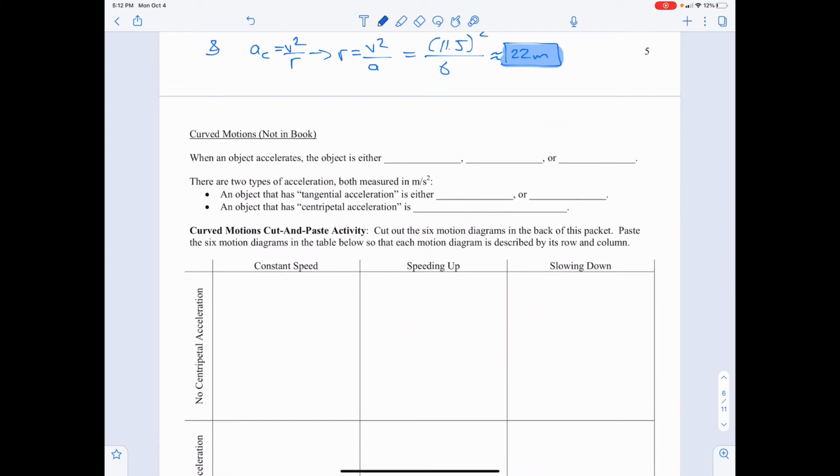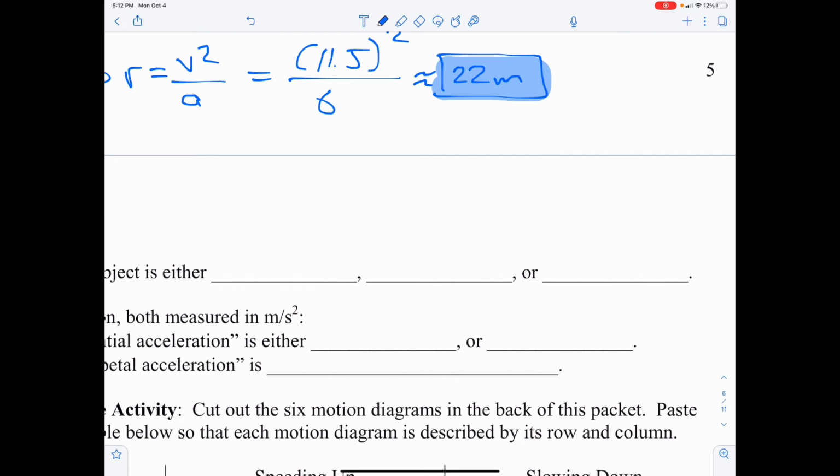Circular motions. Now, this part's not in the book, so again, please make sure that you pause or rewind the video as you need to. When an object accelerates, the object is either speeding up, slowing down, or changing direction.